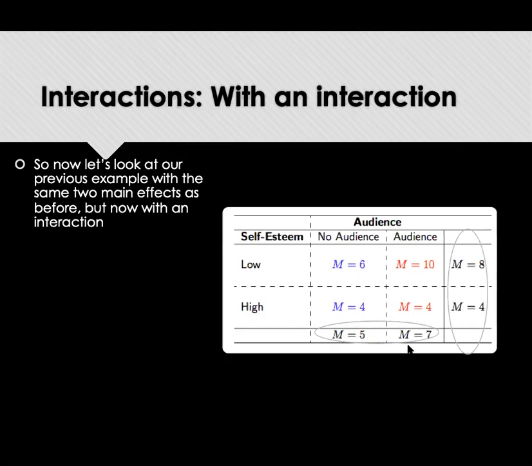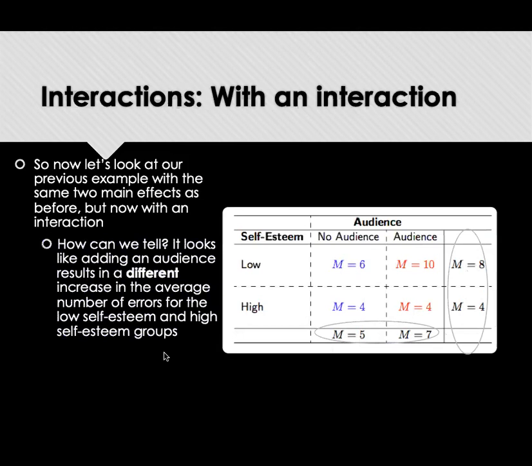So again, the main effects, which are measured with the values out here at the end of the rows and the bottom of the columns. And then how do we tell that there is an interaction? It looks like adding an audience results in a different increase for low self-esteem and high self-esteem groups. So look at this. When you have low self-esteem, adding an audience increases your errors on average by 4 points. So low self-esteem folks make an average of 6 errors just to begin with. Then you add an audience and all of a sudden they're making 10 errors.